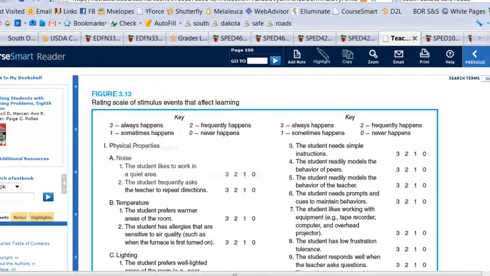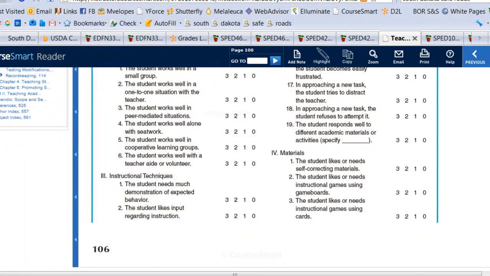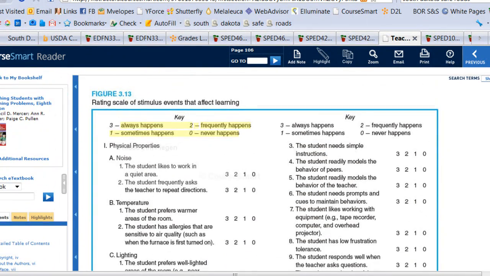And this is a rating scale, and this gives you a lot of great ideas. For example, you would ask the student to rate these, or you would do this depending on what the student's ability level. But you would say, rate each of these. It always happens frequently. Like for example, noise. Students like to work in a quiet area. And here, this is an entire page of things that you would consider for the antecedents.